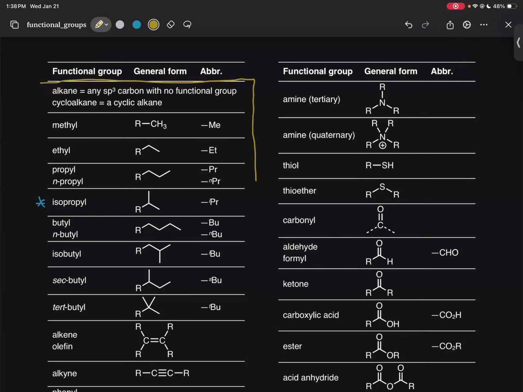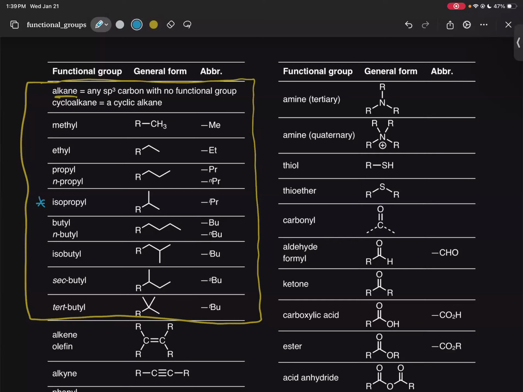Kind of the first set that all go together is this. These are all alkanes. And an alkane is any sp3 hybridized carbon, so that's a carbon with 4 bonds, that doesn't have any real functional groups attached to it. Now, when I say that, I'm talking about functional groups that have double bonds or have heteroatoms. Generally speaking, the alkanes are sort of like the functional groups that aren't very functional. And so they're kind of their own little class, but they're still important to know.